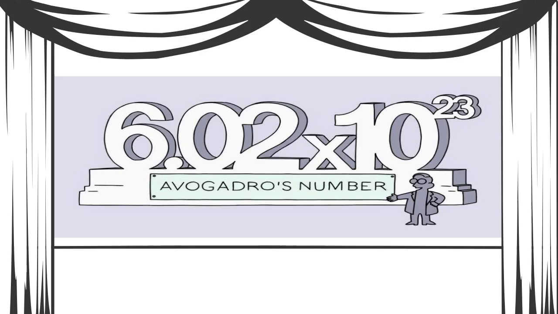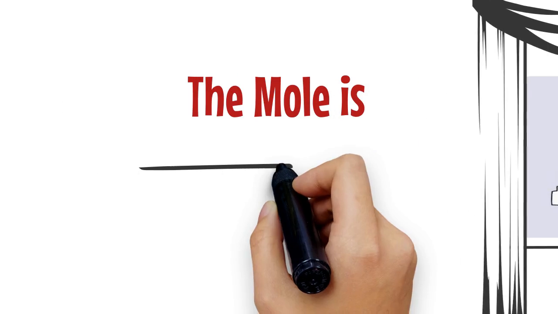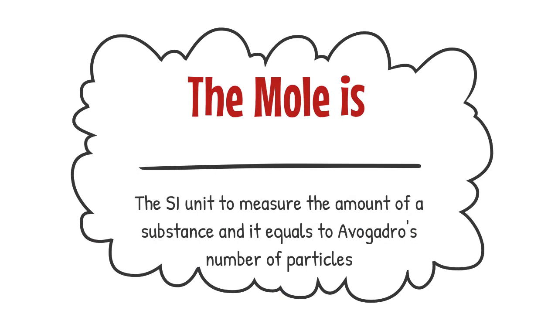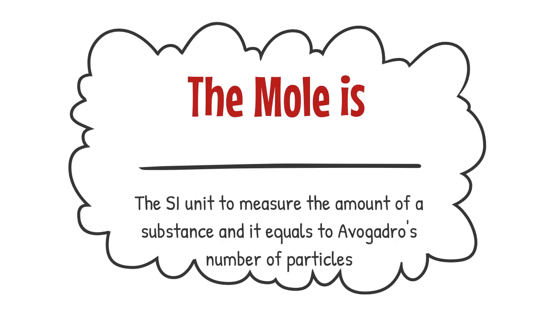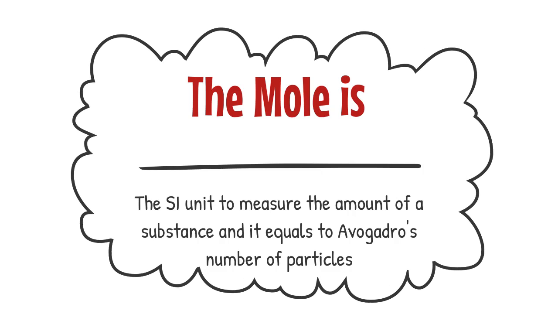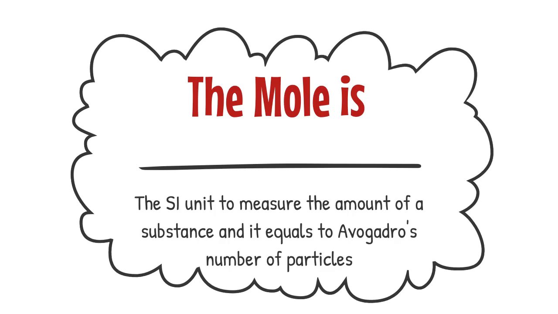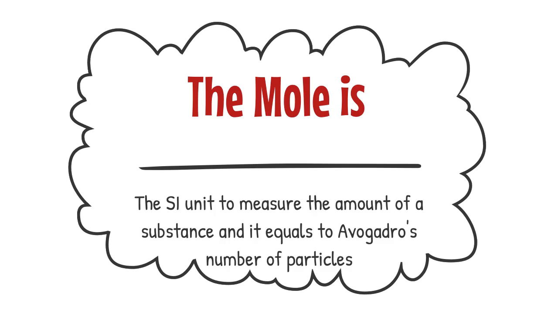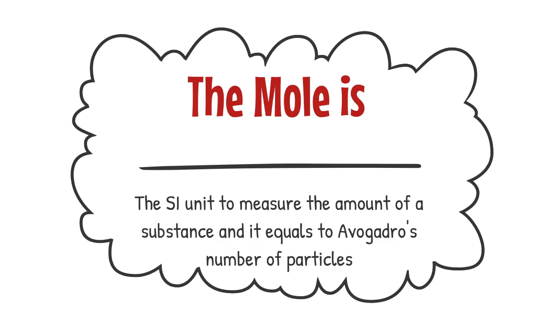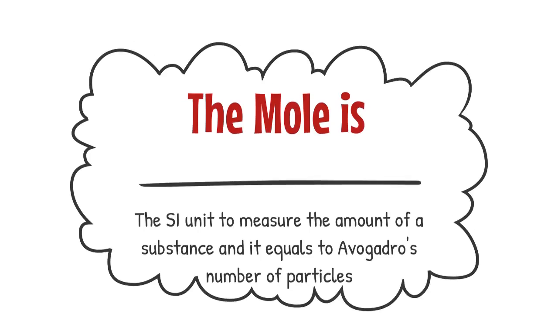This number is huge, and it's only suitable for the atomic scale since atoms are so tiny. How does this number help us to measure the particles though? The truth is that the mole as a measuring unit and Avogadro's number are very related. The mole is defined as the SI unit to measure the amount of substance, which is Avogadro's number of particles.